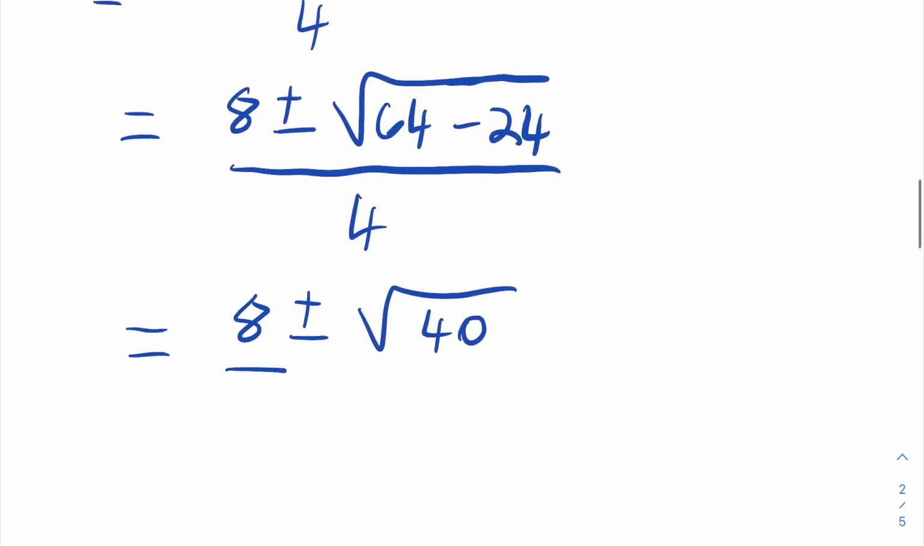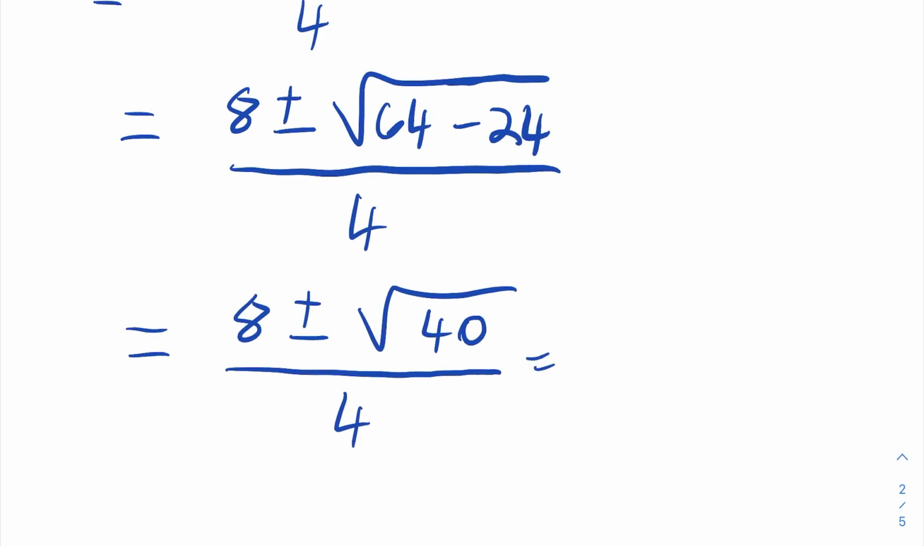What does that tell me? Because the discriminant is positive 40, I automatically know that this is going to have irrational number solutions because the square root of 40 is not a rational number. It is, however, a real number, so I'm going to get 2 real solutions. I just have to simplify the square root of 40.